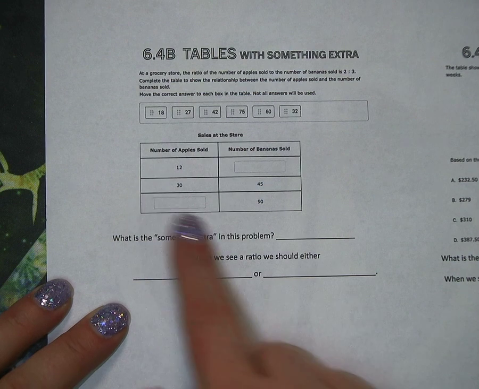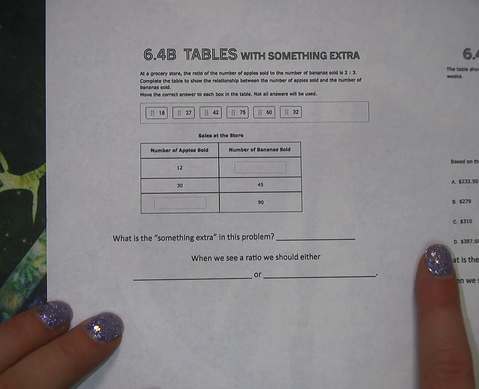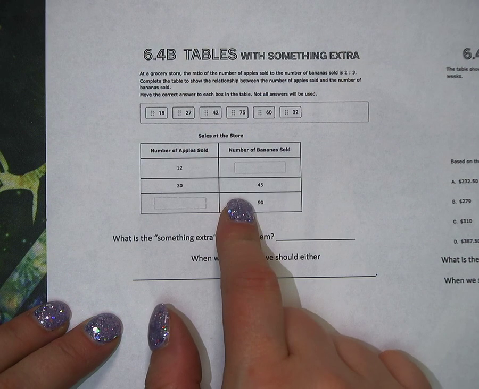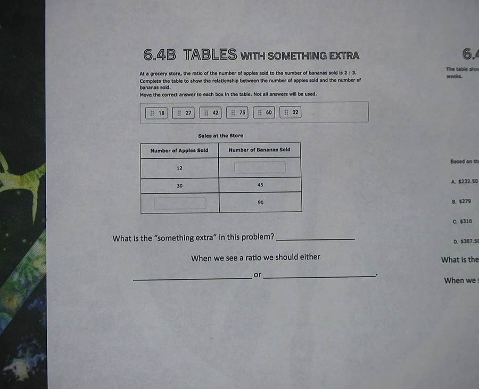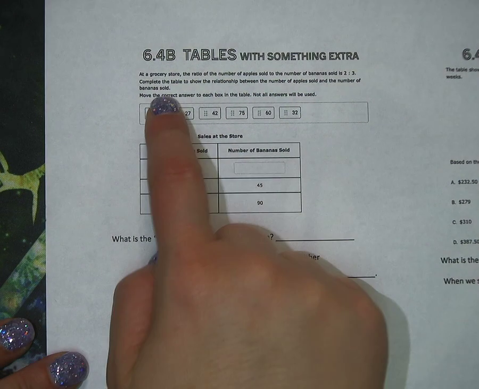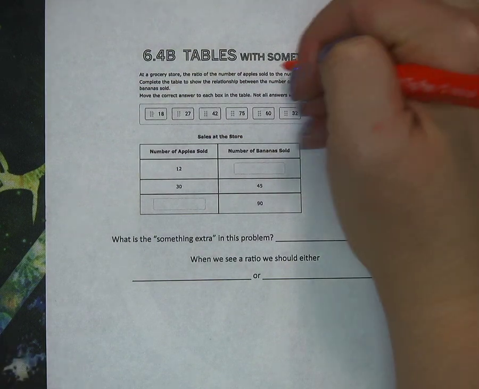So I know there's so many different tables that we see on STAAR, and so we wanted to take a minute to talk to you about what do you do when you see a table on the STAAR test, like what strategy are we using? How will I know to use that strategy? So specifically, this is tables with something extra. So that something extra is really important.